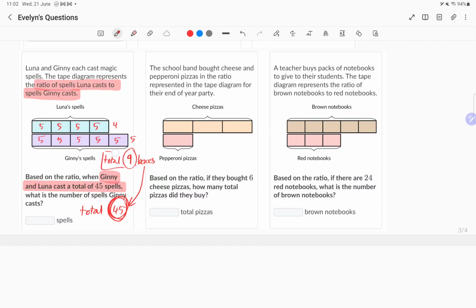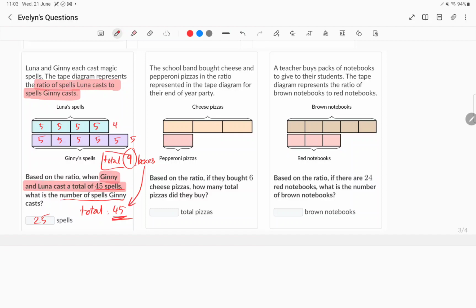Right? So you need to find out the total first. How many boxes are there in total? And then you divide the total spells by the number of boxes. You get how many spells per box here. And then what's the number of spells Ginny cast? Would be just 5 times 5. So that's 25. All right, let's see.